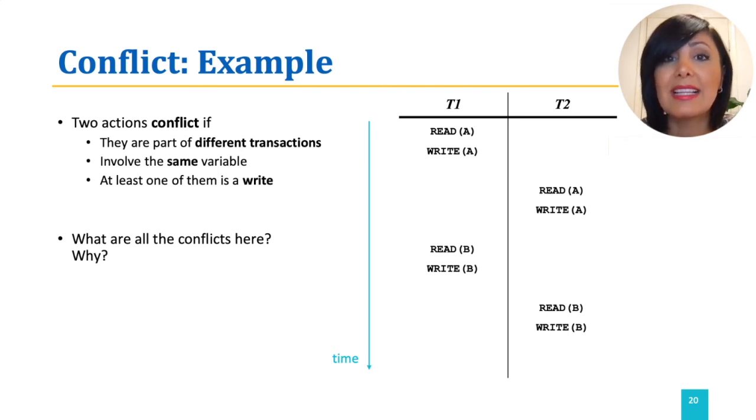Following the definition, let's mark them with arrows. They need to be from different transactions, so between those of T1 and T2. They need to be on the same variable, so those of either A or B. They need to have at least one write, so they should be write-write, read-write, or write-read combinations. We mark them with arrows. Read-write ones with yellow, write-read ones with blue, and write-write ones with pink.